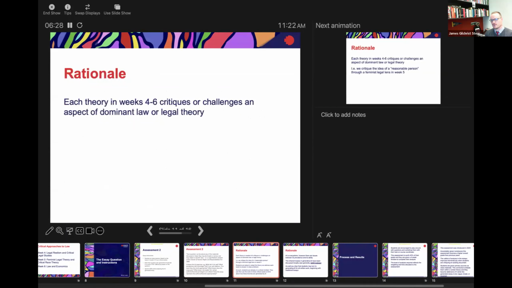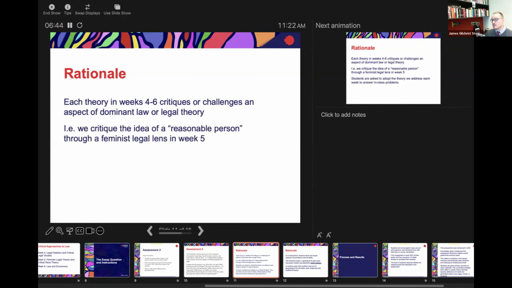Now, part of the rationale and the way I've built it into my course is that in weeks 4 to 6, each of those challenges or critiques an aspect of dominant law. So realism, critical legal studies, feminist legal theory, critical race theory, law and economics all offer different perspectives and rationales against sort of hegemonic law. There's an example. So we'll critique, say, the reasonable person through a feminist lens when we're looking at feminist legal theory. We might also talk about some contract law cases, Louth v Diprose, Balfour, and thinking about how feminist perspectives have been sort of ignored by the courts historically.